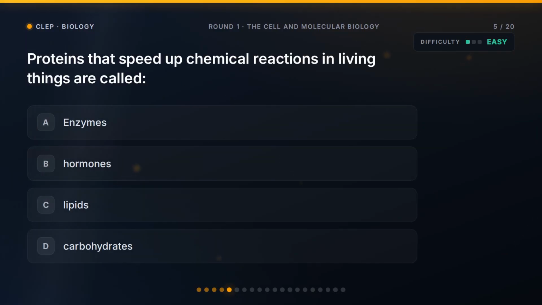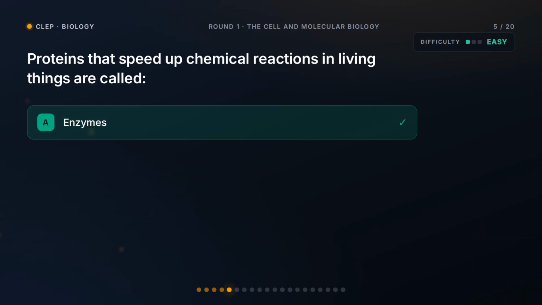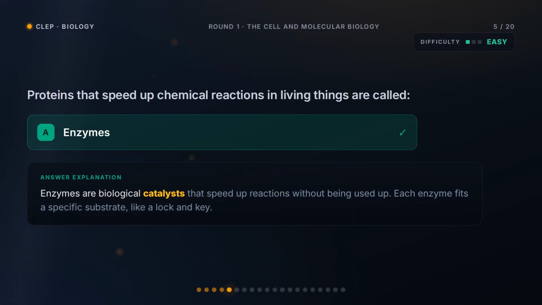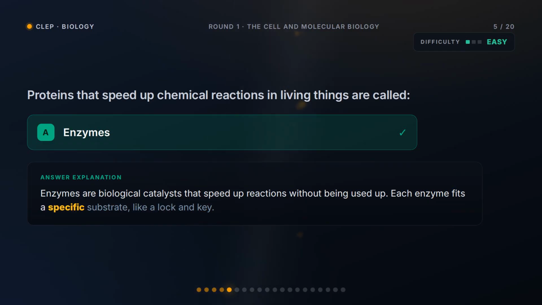Question 5. Proteins that speed up chemical reactions in living things are called A. Enzymes. B. Hormones. C. Lipids. D. Carbohydrates. The answer is A. Enzymes. Enzymes are biological catalysts that speed up reactions without being used up. Each enzyme fits a specific substrate, like a lock and key.